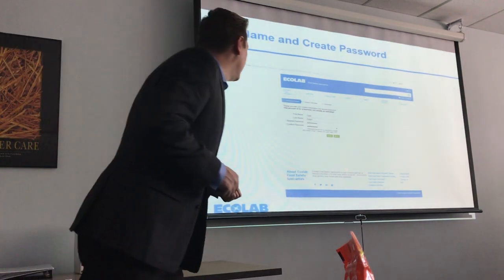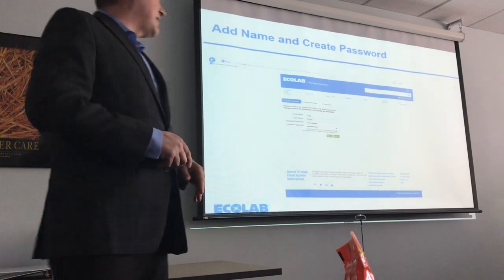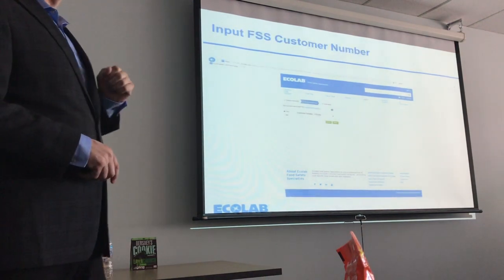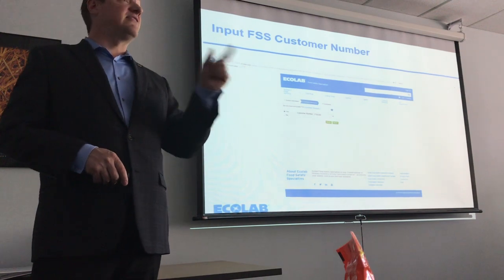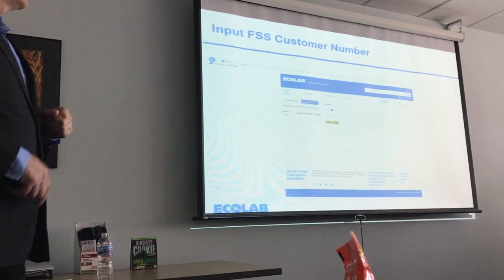I think you gotta have what? I can't read it, I don't even know. It's not a whole lot. It doesn't have to be an overly strong password. They're gonna put in a password, then it's gonna ask you for the customer number. That's the first number. If FSS gives you two numbers, it's the first number that they're gonna give you. It's the customer number, you put it in, you click next.